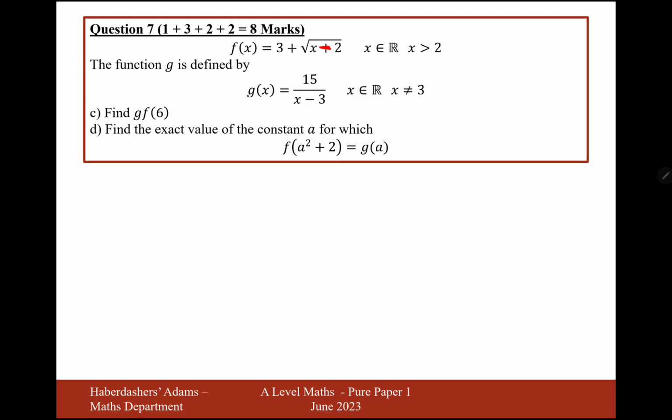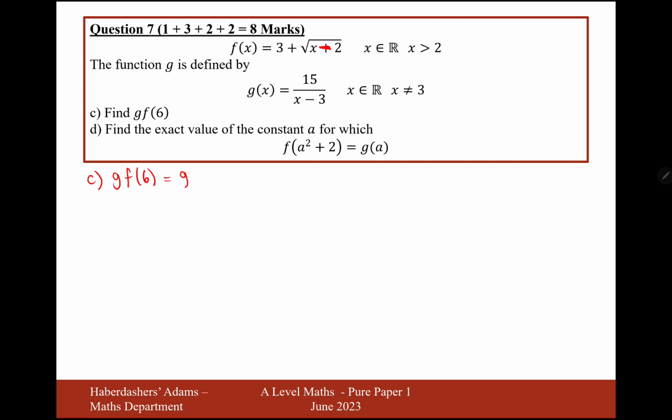Okay, so there we are. Let's now move on to part C. It looks like I made a typo in this question here. So it's 3x, it's x minus 2. So the function g is defined as this function here. Find g f of x, so g f of 6.